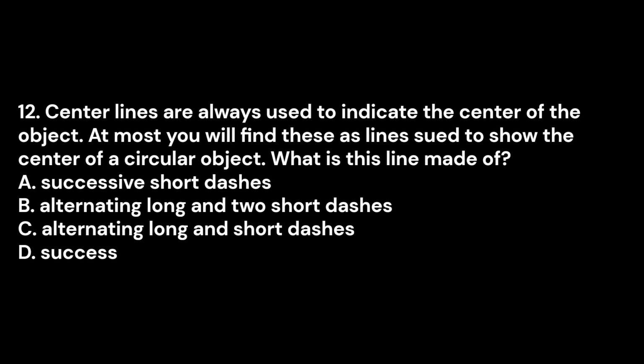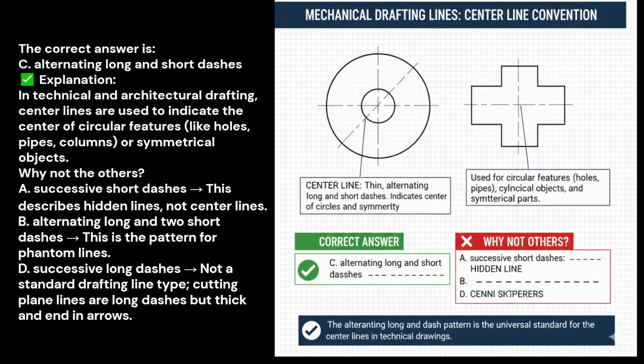Number 12. Center lines are always used to indicate the center of the object. At most you will find these as lines used to show the center of a circular object. What is this line made of? A. Successive short dashes. B. Alternating long and two short dashes. C. Alternating long and short dashes. D. Successive long dashes. The correct answer is C.